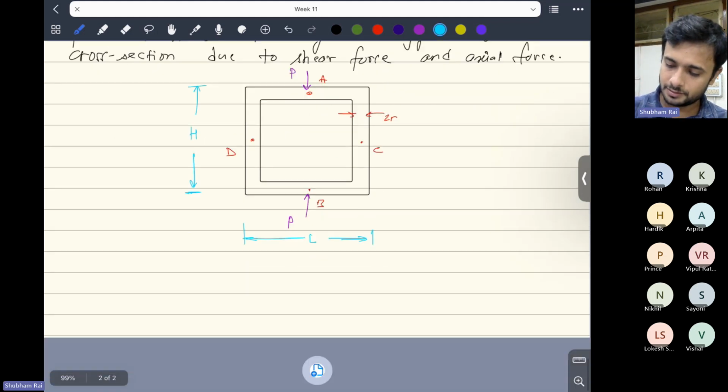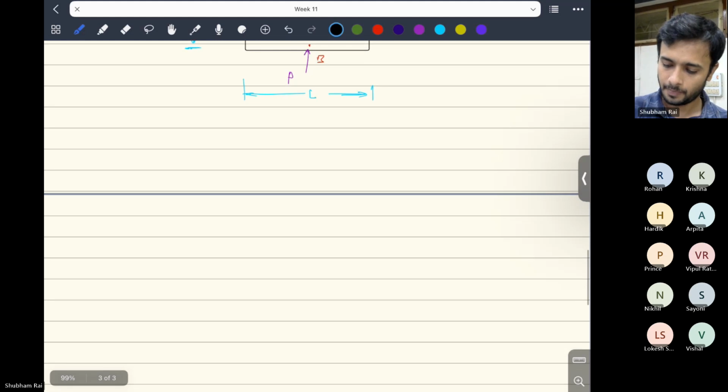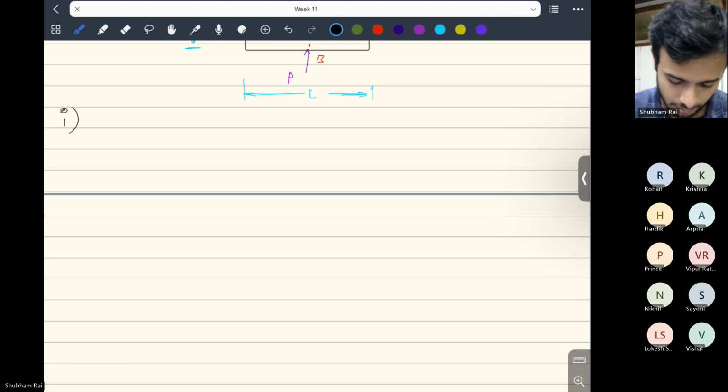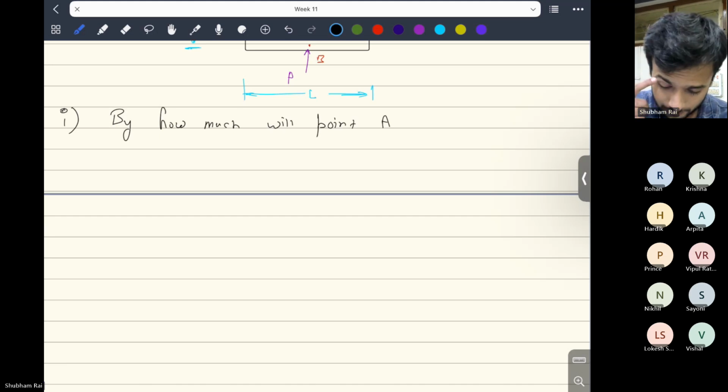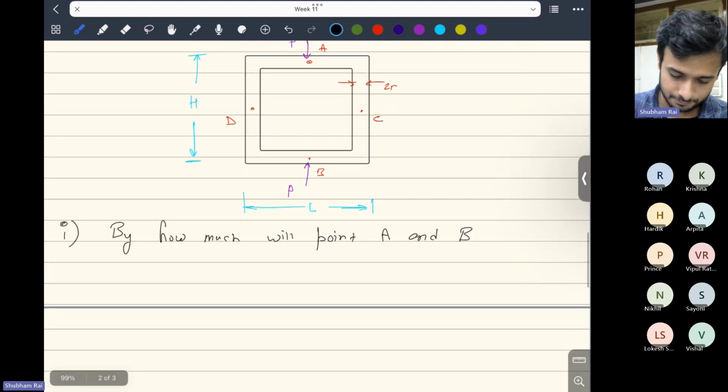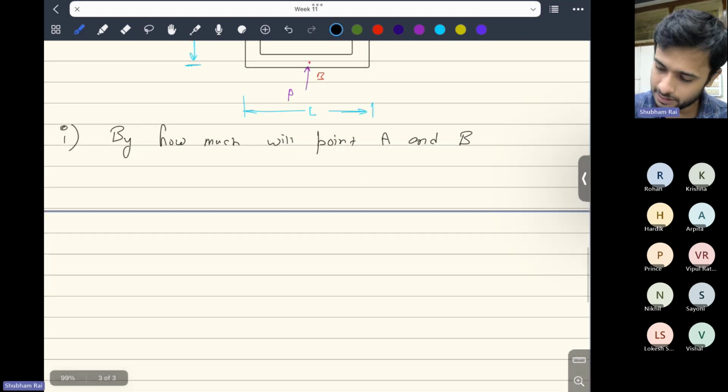Now what you have to find: by how much will point A and point B get closer to each other.